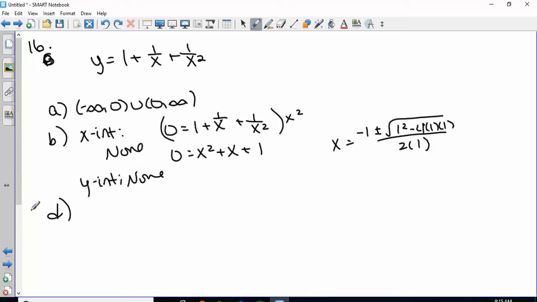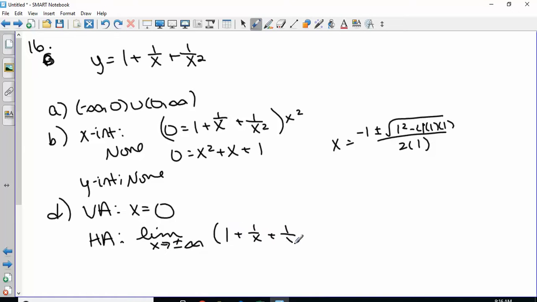C, I want you to skip the symmetry. We actually glossed over that, and I forgot that when I was writing that question on your study guide. So forgive me there. D, vertical and horizontal asymptotes. So we've done this already. Vertical is x equals whatever makes the bottom 0, so that would be x equals 0. Horizontal, you have to do the limit as x approaches positive and negative infinity. So we get 1 plus 0 plus 0, which is, thank you. Yep. So our horizontal is y equals 1.